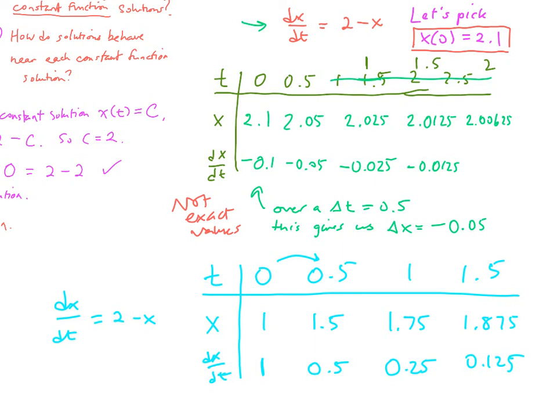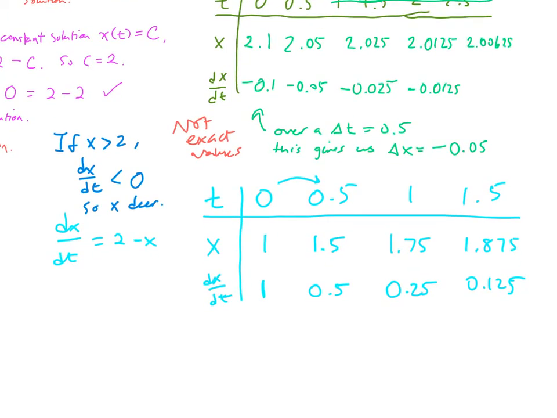Let me write down some observations here. If x is greater than 2, what does that mean about dx/dt? Then dx/dt is going to be 2 minus something greater than 2. That means dx/dt is less than 0. So x decreases over time. That's if x is greater than 2. So as long as x is greater than 2, it's going to decrease towards the equilibrium.